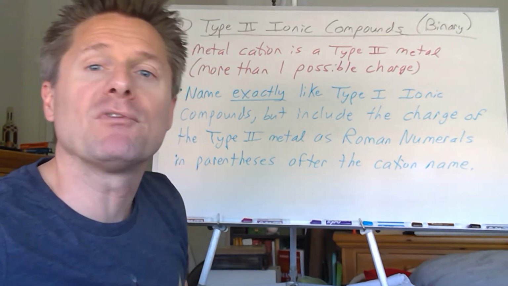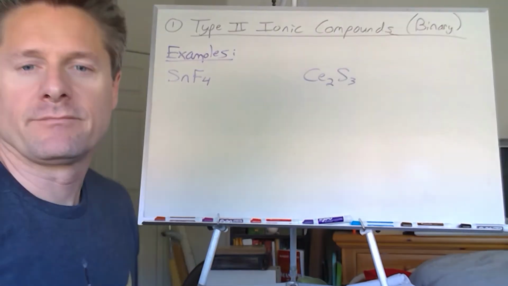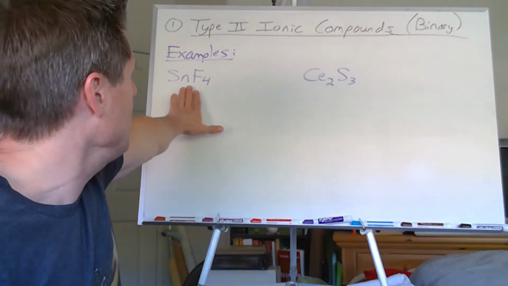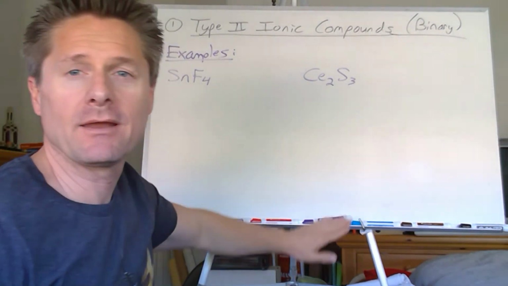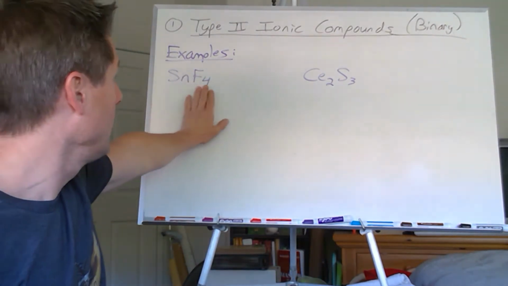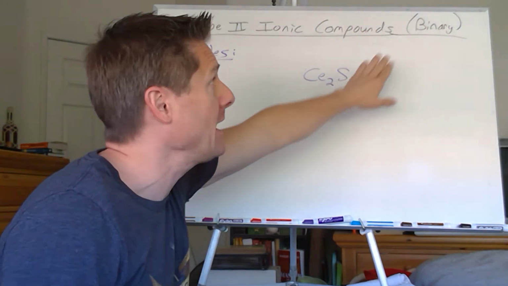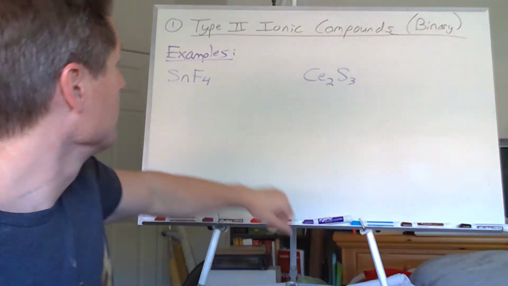Let's do a couple examples. I'll erase the board and see if you can do them. All right, pause it. See if you can name these 2 ionic compounds. How do you know they're ionic? Metal cation, non-metal anion, metal cation, non-metal anion, binary, only 2 elements.